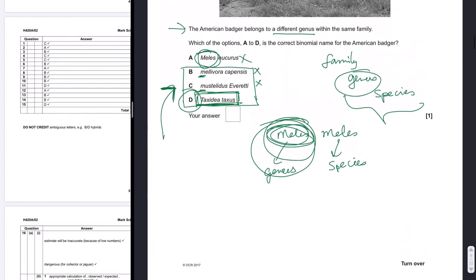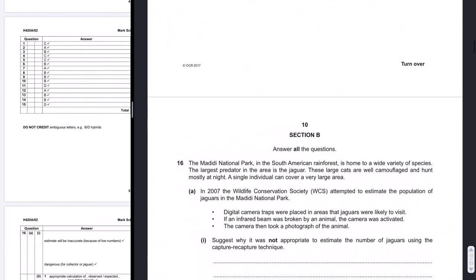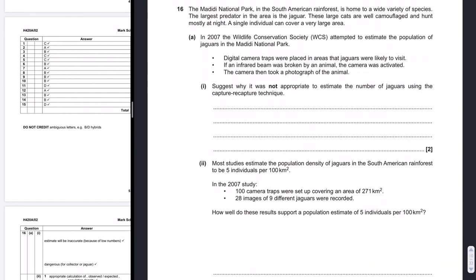Right, that ends the multiple choice section, and we'll continue with the longer answer questions.